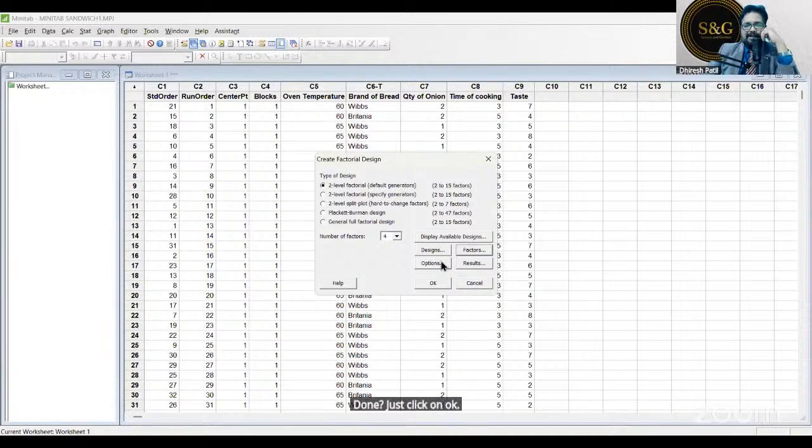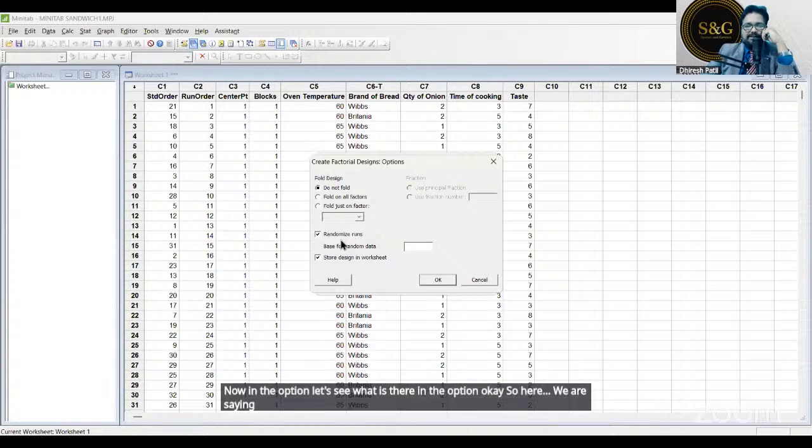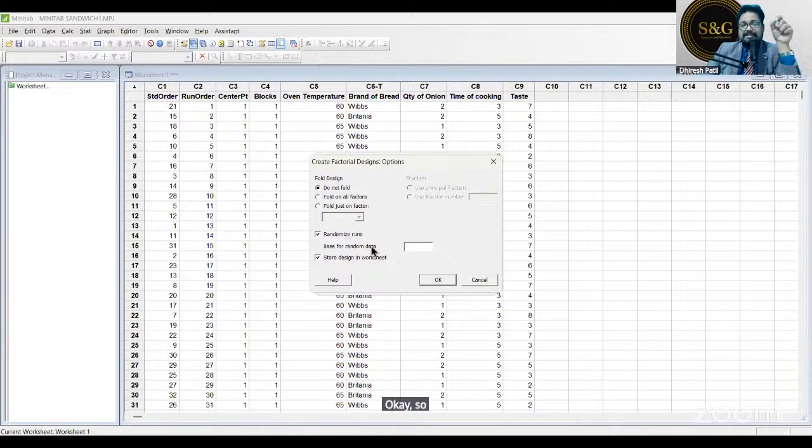Now in the option, let's see what is there in the option. Okay. So here we are saying that randomize runs. Okay. Because do you remember randomize and replication, or which is repetition? So randomization and replication is to avoid those lurking factors. Okay. So randomize runs, we have to basically tick. Okay. And then store design in the worksheet.